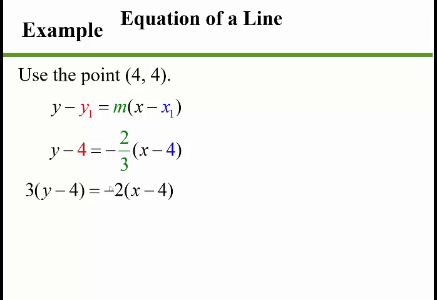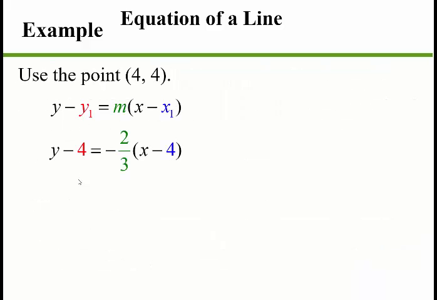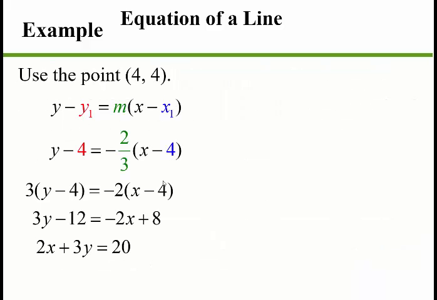Now it's pretty simple. Just distribute. You get 3y minus 12 minus 2x, negative times negative becomes positive, so plus 8. Add the 2x over, add the 12 over, so it becomes 2x plus 3y. 12 plus 8 gives me 20. So this is the equation of the line. Let me go back. That is parallel to this. They have the same slope, and it goes through that point right there.